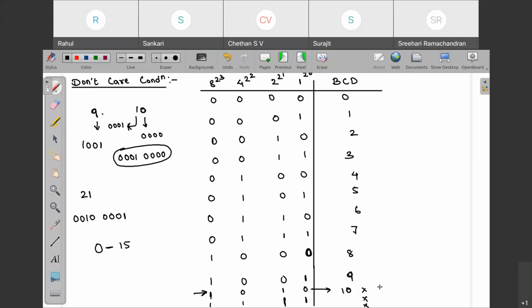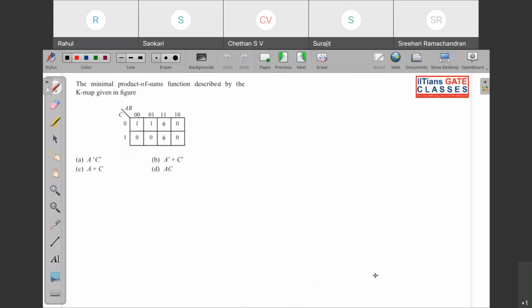Specifically, we don't consider it as 0 or 1. We consider it as don't care. And we usually use this don't care to increase the size of our groups. To increase the size of our groups, we use don't care. So did we understand the concept of don't care? What do we mean by don't care? Any doubts? Okay, so the first question we have over here.